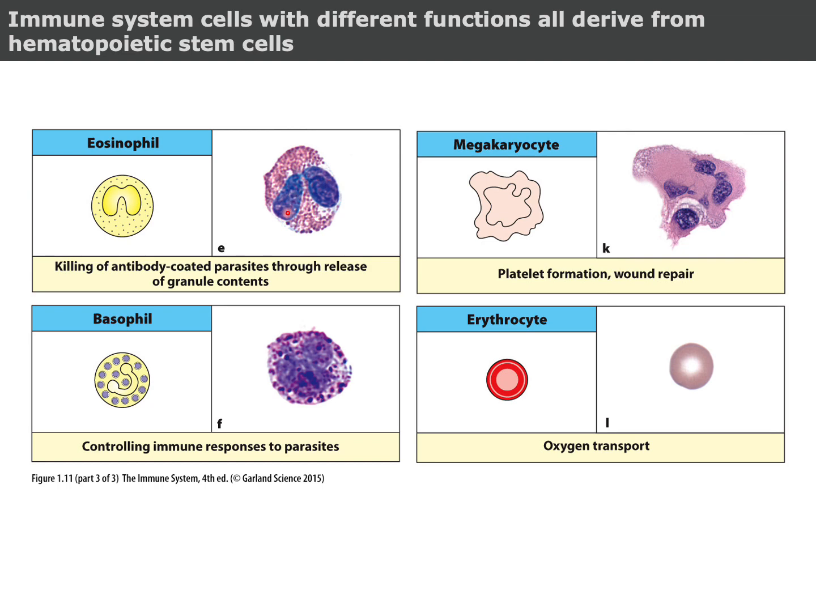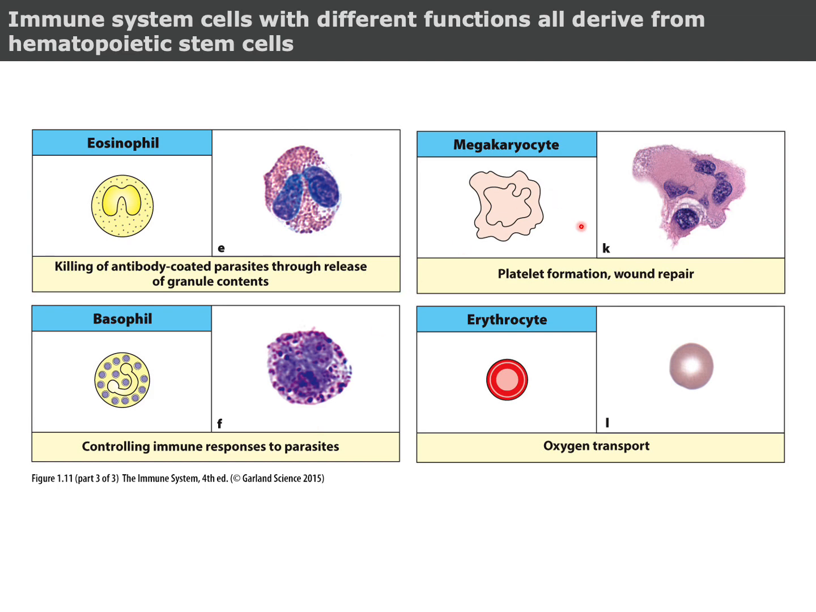They usually have this bilobed nucleus, and they're really important for killing antibody-coated parasites and basically do this by dumping out their granule contents. Basophils are similar. They're granulocytes down here. They're important for controlling immune responses to parasites.